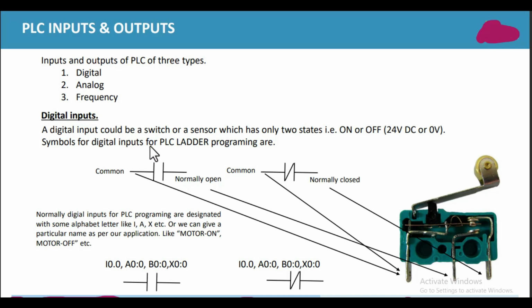Symbols for digital inputs for PLC ladder programming are: this one, where one side is common and the other side is normally open. And this one, where one side is common and the other side is normally closed. So this is normally open, this is normally closed.